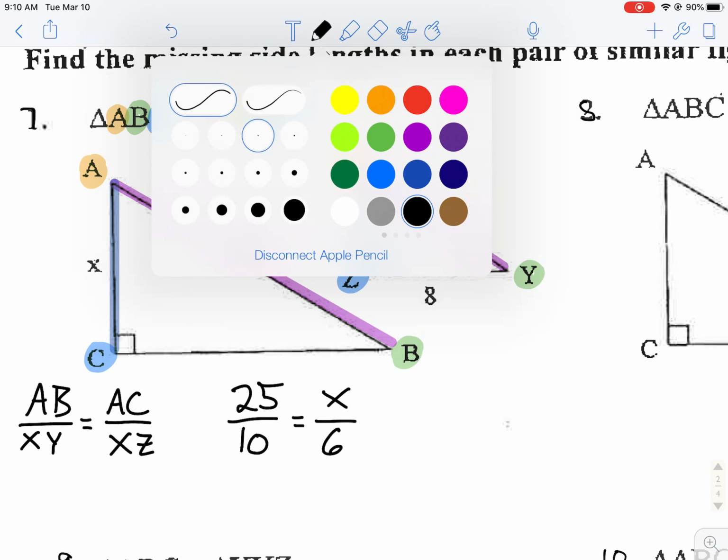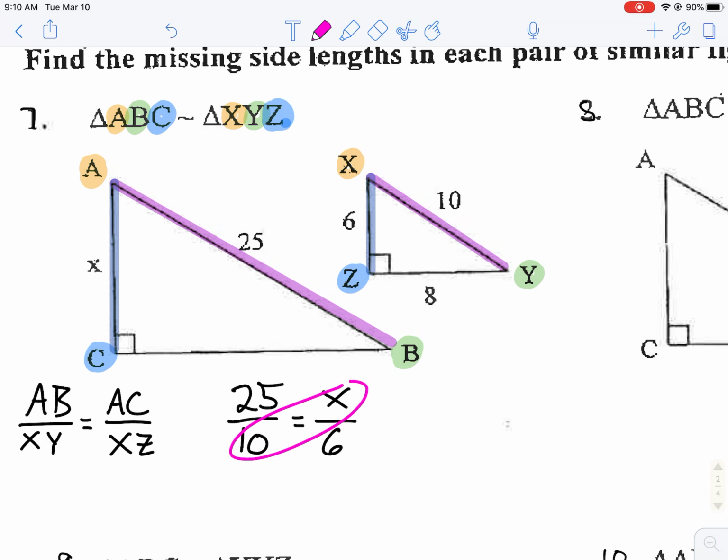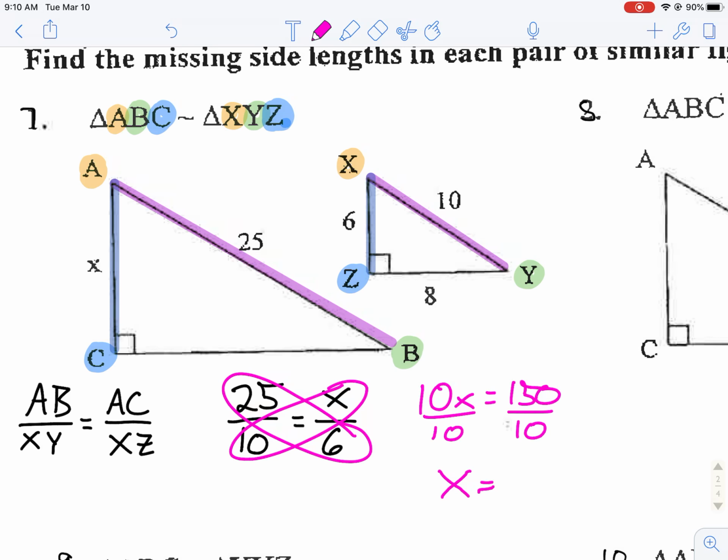Now from here, I just have to solve for x. So I would simply cross multiply here. I'd get that 10x is equal to 150. And when I divide by 10, I get that x is equal to 15.